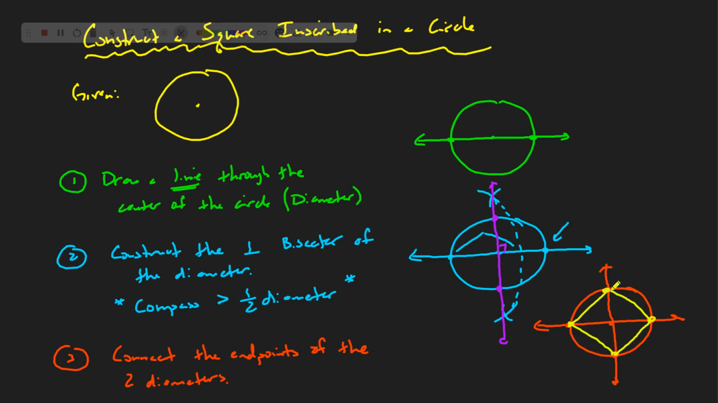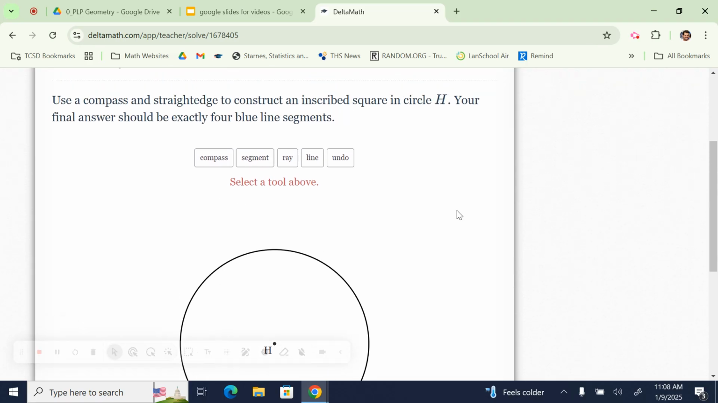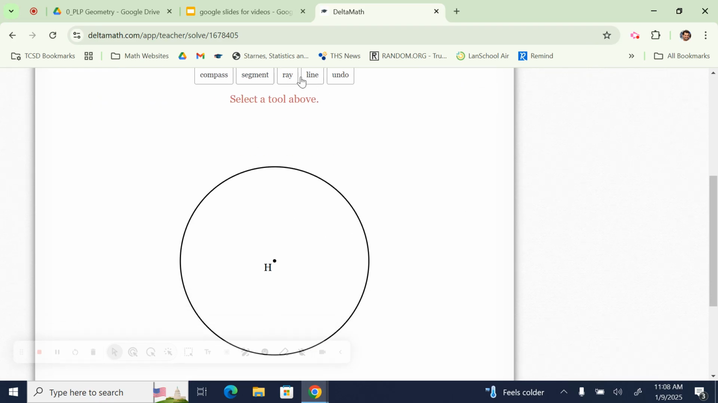So I'm going to do this construction for you on Delta Math right now. Okay, so here is my circle H that I have to construct my square in. So again, the first thing we're going to do is take the line tool. I'm going to start on the circle and draw through the middle. Make sure you connect it to the middle. See, it created these 2 points.